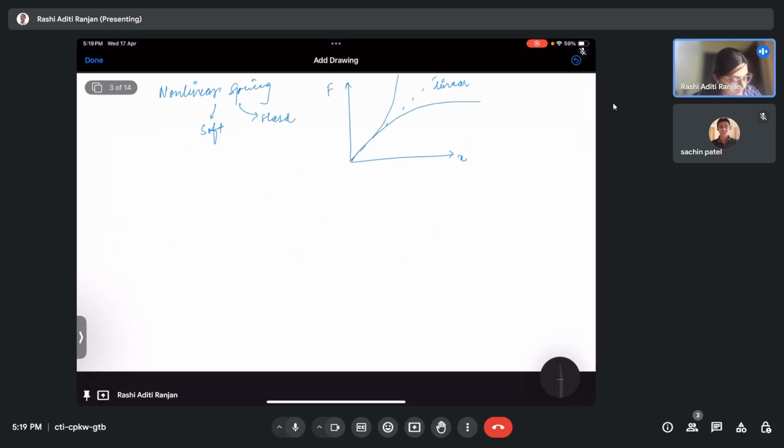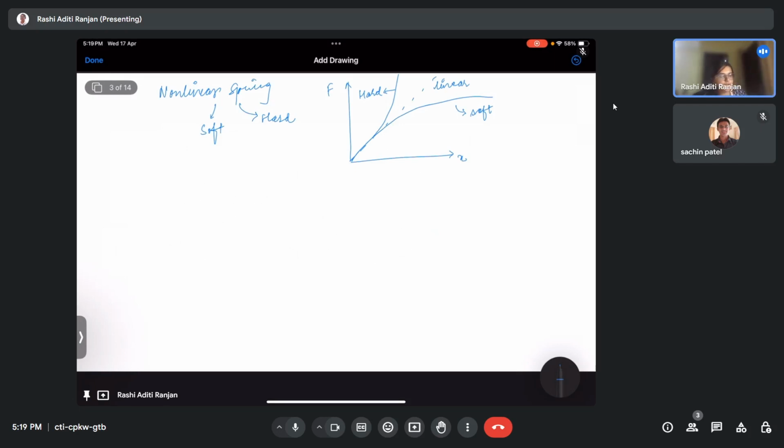Okay, so this is my soft spring and this is my hard spring. Soft spring means that after a certain value of x, it becomes really easy to deform the material, right? While in case of hard spring, it is very difficult.